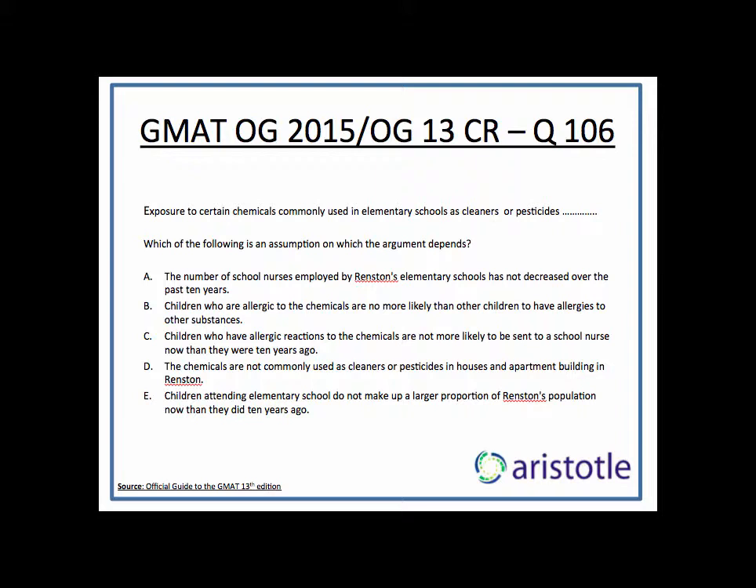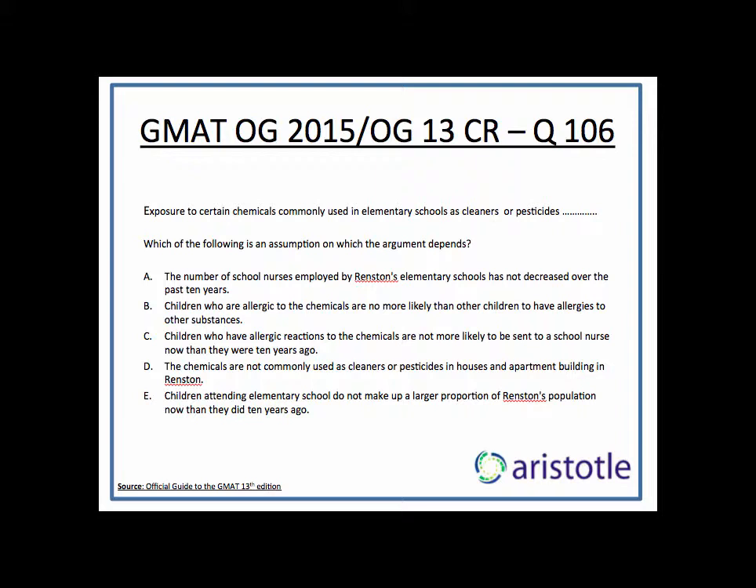So the question says exposure to certain chemicals commonly used in elementary schools as cleaners or pesticides causes allergic reactions in some children. Elementary school nurses in Renston report that the proportion of school children sent to them for treatment of allergic reactions to those chemicals has increased significantly over the past 10 years. So the proportion has increased.